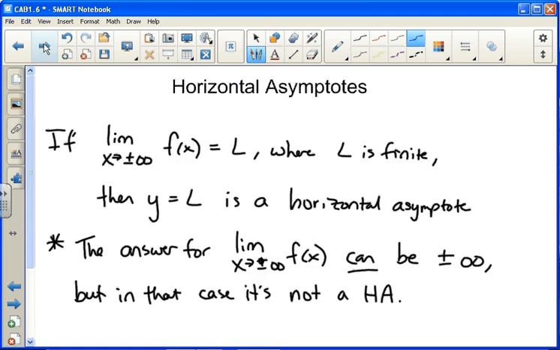So if you remember, vertical asymptotes happened when you approached a number and your answer was infinity. Horizontal asymptotes are going to happen when you approach infinity and your answer is a number. So as it says here, if the limit as x approaches positive or negative infinity for a function equals L, where L is finite, then y equals L is a horizontal asymptote. So this will be y equals instead of x equals because it's horizontal lines.